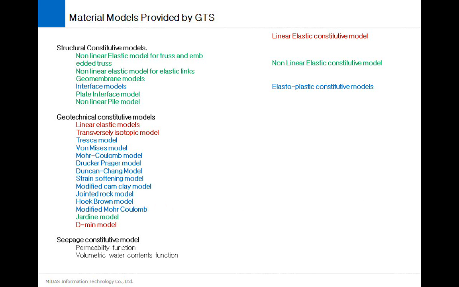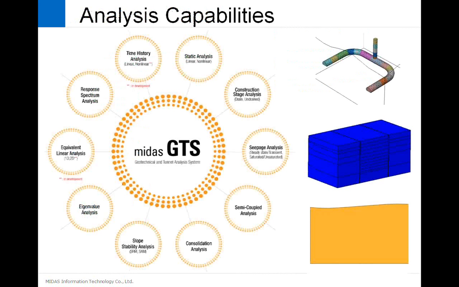And lastly, we have seepage constitutive models, mainly called the permeability function and the volumetric water content function. With the permeability function, we can account for the seepage flow using the permeability coefficient, which, as we know, is obtained from Darcy's law. And using the volumetric water content function, we can account for the water which is retained in the soil. That is, we can account for unsaturated soils using volumetric water content functions.